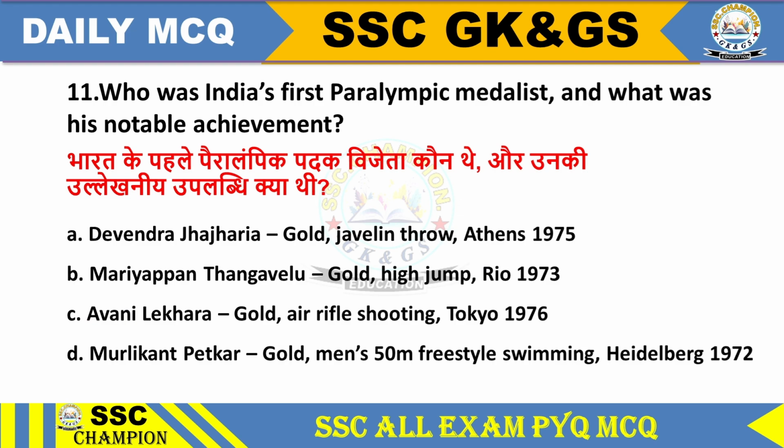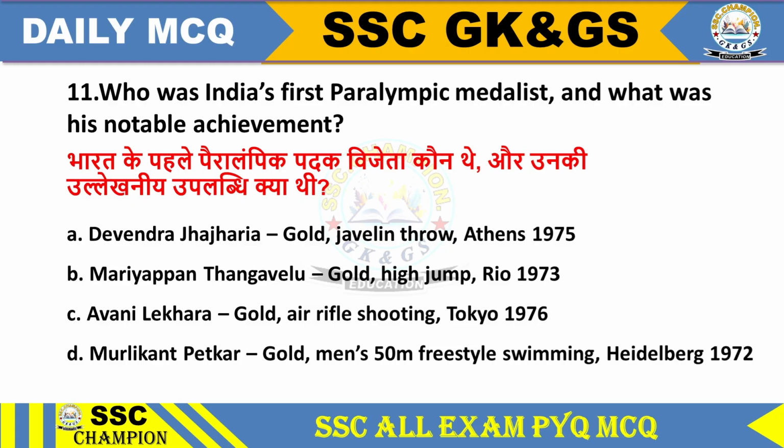Question 11. Who was India's first Paralympic medalist and what was his notable achievement? Option A: Devendra Jhajria, gold medal, javelin throw, Athens 1975. Option B: Mariappa Thangavelu, gold medal, high jump, Rio 1973. Option C: Avani Lekhara, gold medal, air rifle shooting, Tokyo 1976.